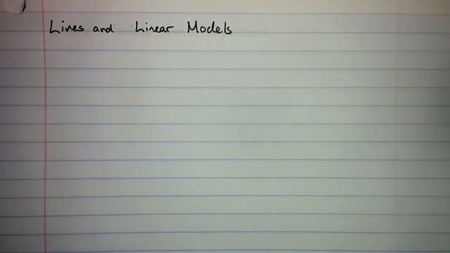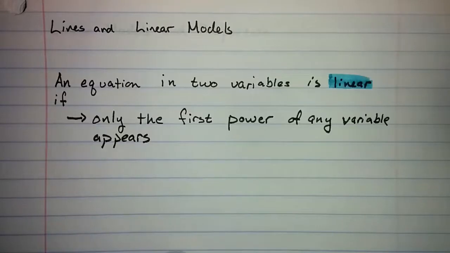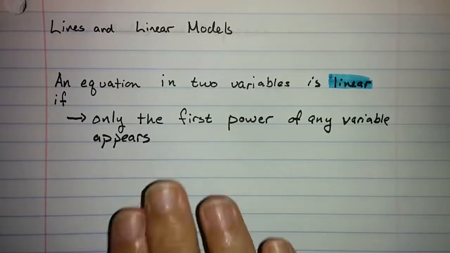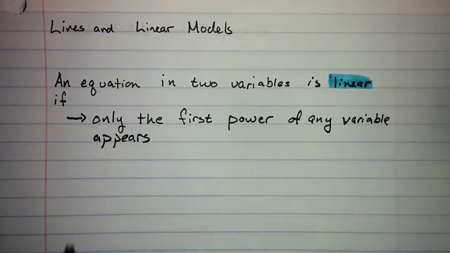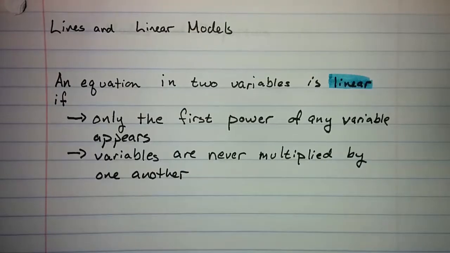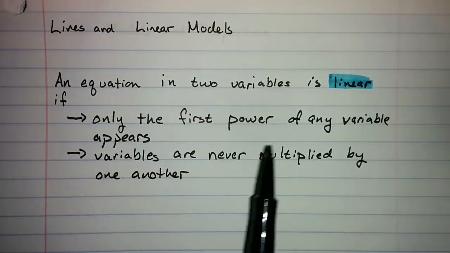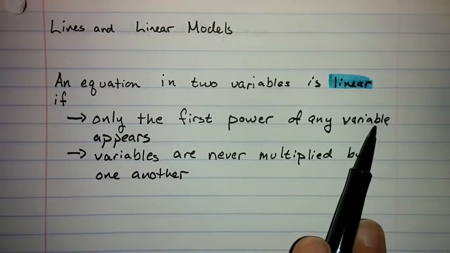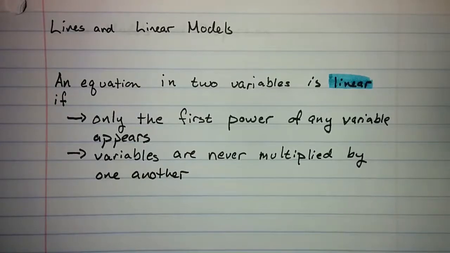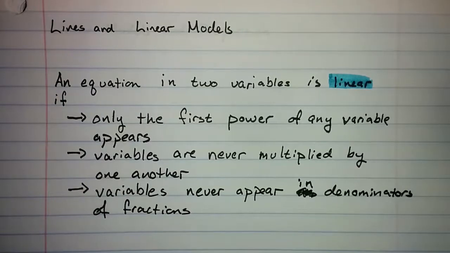Let's start with what is a linear equation. The simplest condition is only the first power of any variable appears. And then the other two are just getting a little bit more specific. Variables are never multiplied by one another, so not only do we not multiply a variable by itself, we never multiply it by another variable, and variables never appear in denominators of fractions.